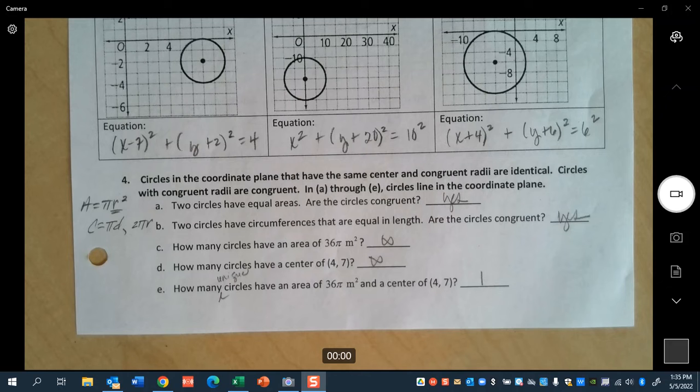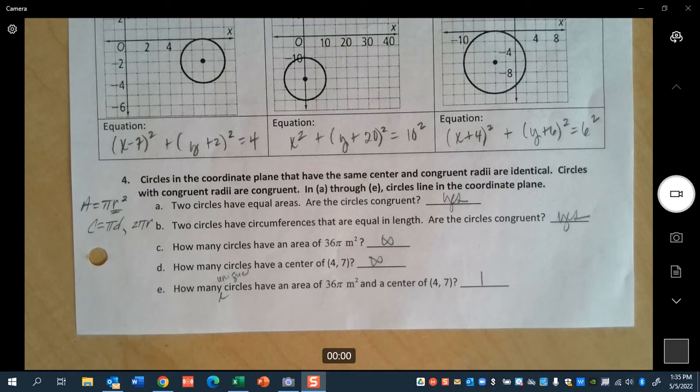If I have a center of (4, 7), how many circles have that center? As many circles as you want to draw. A circle with a 1-inch radius, 2, 3, 4, 5, 6, 7, 8, 9. I could expand the circles out forever and they would all have the same center.